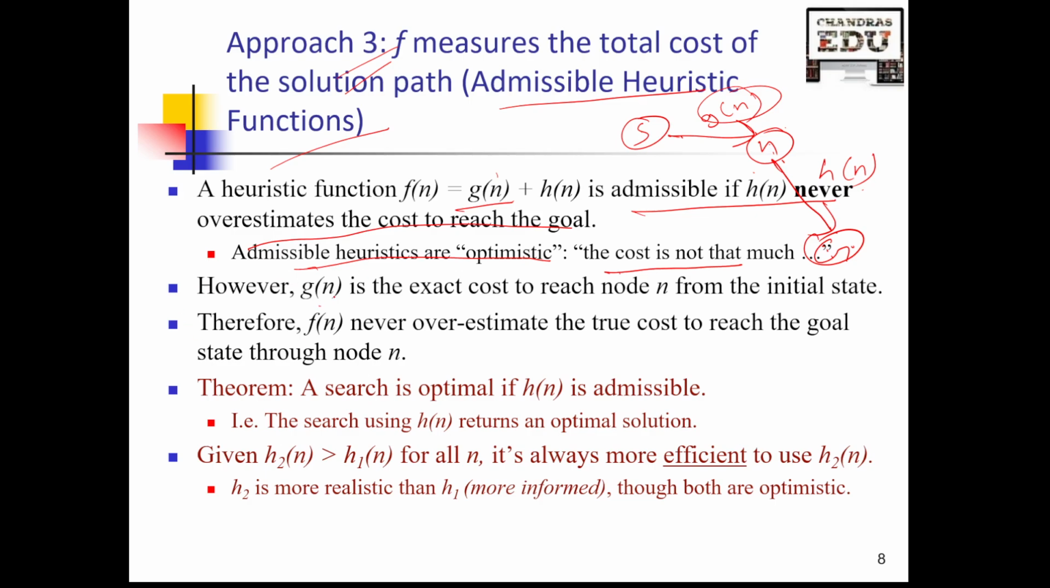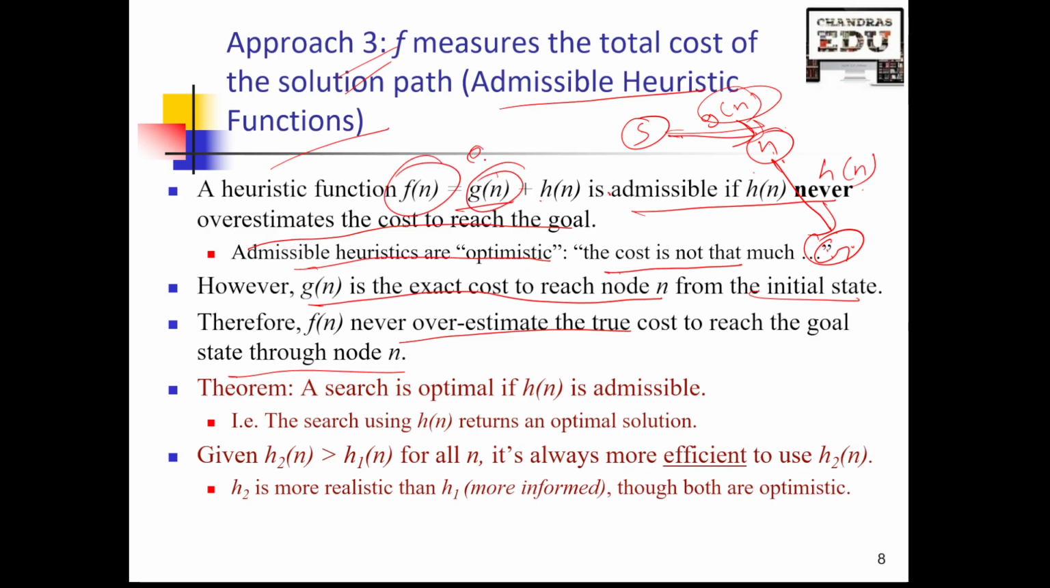Next, g of n is nothing but the exact cost to reach the node n. As h of n is nothing but an estimation, it can take different paths, but g of n is the actual cost from the initial node to the node n. f of n never overestimates the true cost to reach the goal state through the node n. Why? Because f of n is nothing but the sum of g of n and h of n.